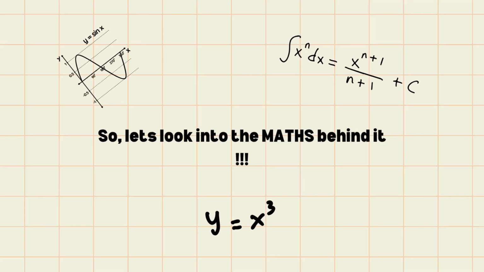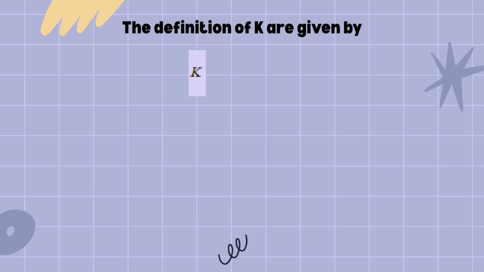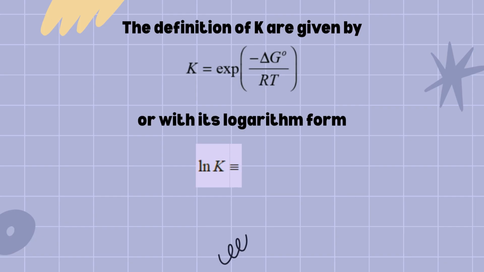So, let's look into the maths behind it. The definition of K is given by: equilibrium constant K is equal to the exponential of negative standard Gibbs energy change of reaction over gas constant and temperature, or in its logarithm form, ln K is equal to negative standard Gibbs energy change of reaction over gas constant and temperature.